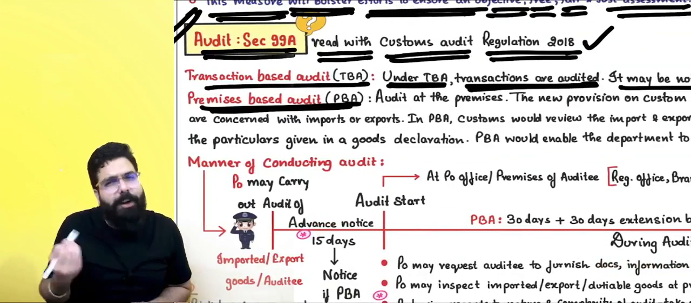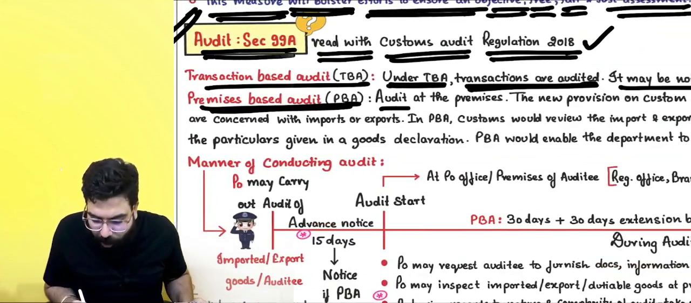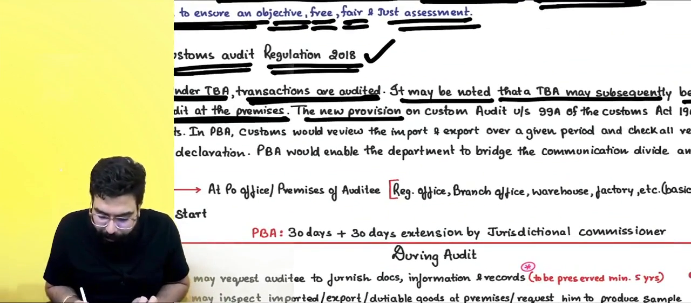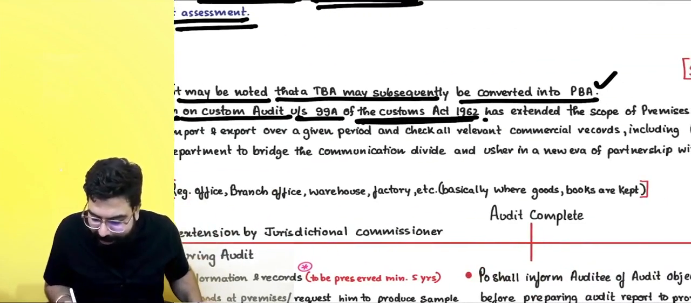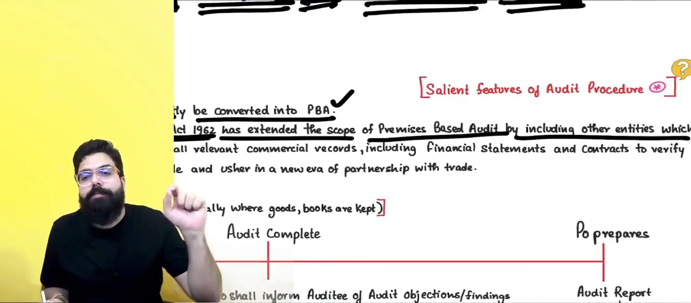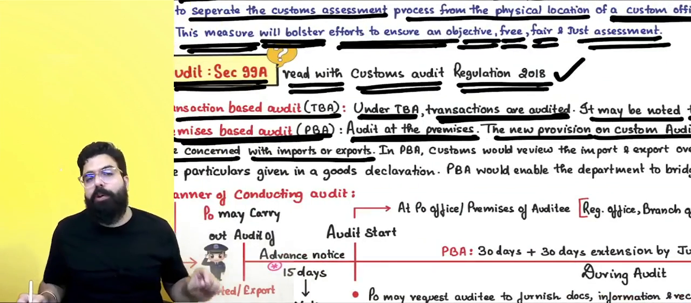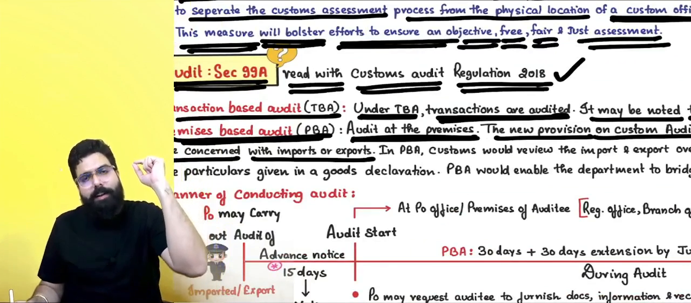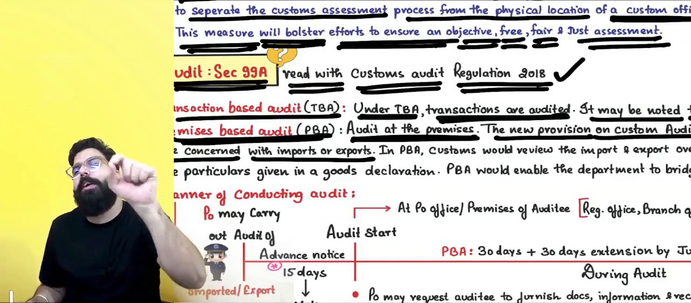Next, premises-based audit means they will come to your premises and they will do the audit. Now, this is known as audit at the premises, which is premises-based audit. The new provision on custom audit under section number 99A of the Custom Act has extended the scope of premises based audit by including other entities which are concerned with import or export. They have extended the scope, and they have told audit can happen of other people who are concerned with import or export.